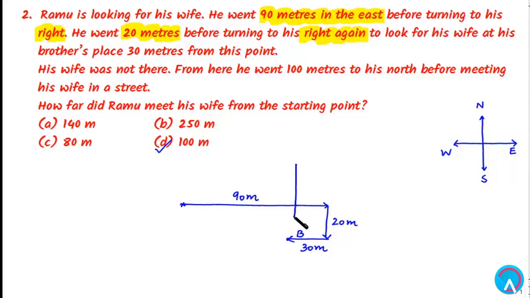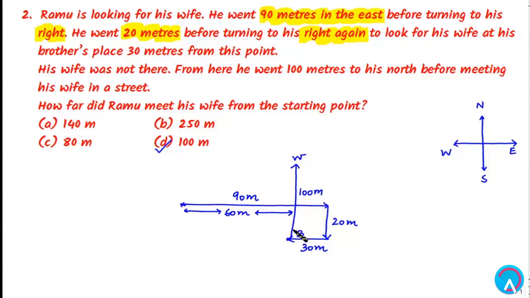So north will be this direction, and he's moving 100 meters towards north, and finally he finds his wife at this position. So what we have to find is how far did Ramu meet his wife from the starting point. So this was the starting point, and at this point Ramu meets his wife. So first we will calculate this length. Now this length from here to here is 90. This is 30. So this will be 90 minus 30, that is 60 meters. And this complete length is 100 meters.